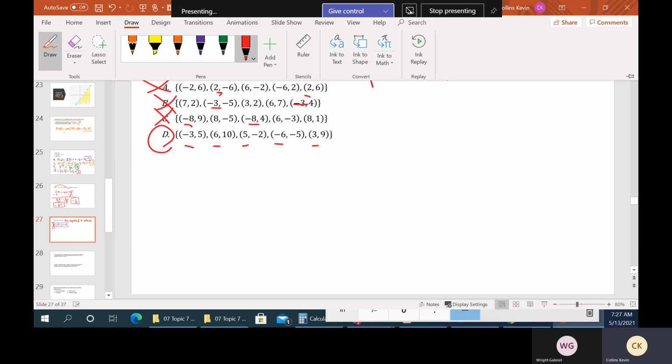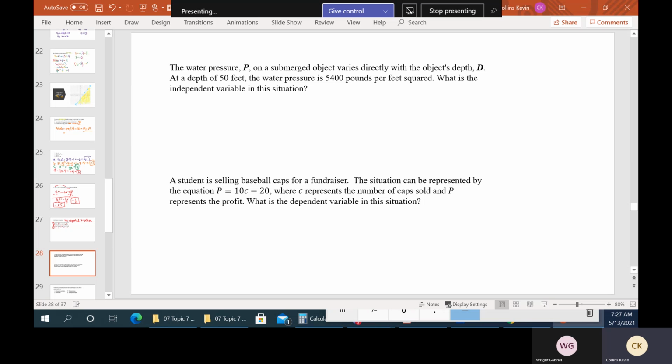All right, let's go ahead and move on. All right, so it says the water pressure P of a submerged object varies directly with the depth D. So if you've ever gone down deep into some water, it's got to be usually about at least 10 feet. They don't make pools that deep anymore. They used to. You can really feel the difference, particularly around your ears and stuff like that. So it says at a depth of 50 feet, the water pressure is 5,400 pounds per foot squared. It says, what is the independent variable in this situation?